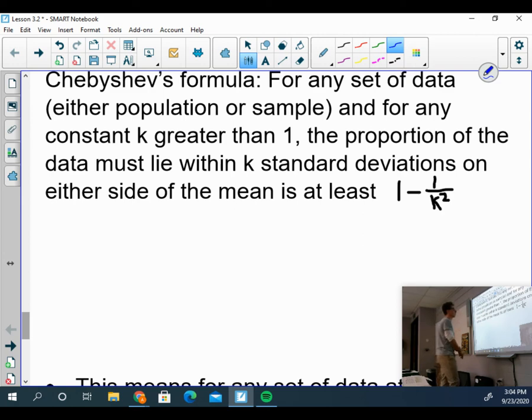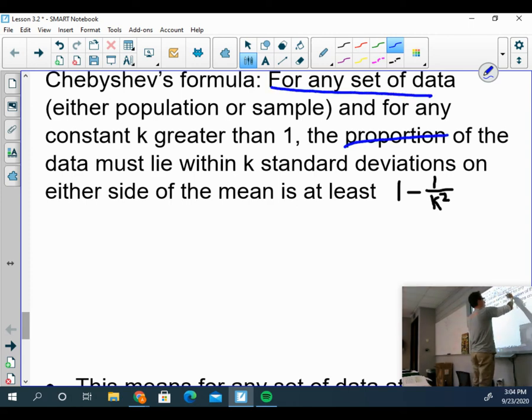Okay? For any set of data, the percentage, when you see proportion, I want you to think percent. The percent of data that is within k standard deviations on either side of the mean is at least 1 minus 1 over k squared. What the heck does that mean?